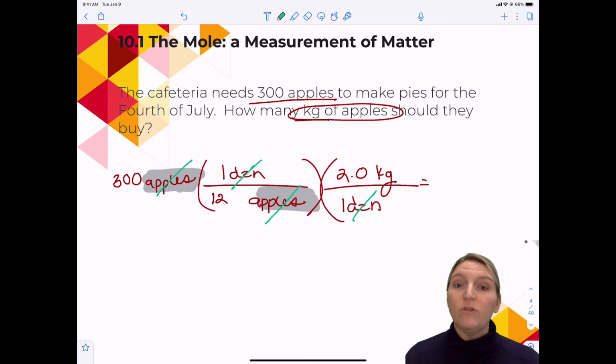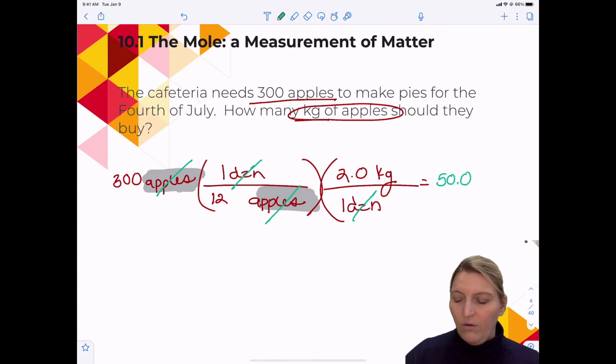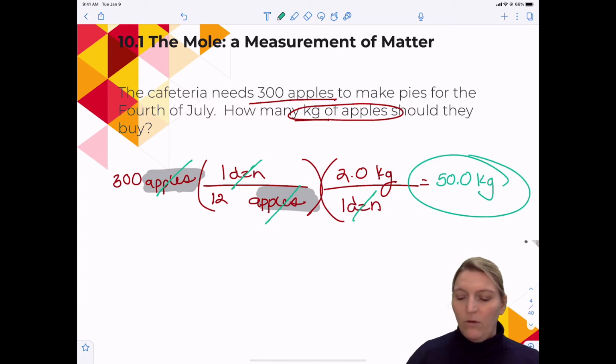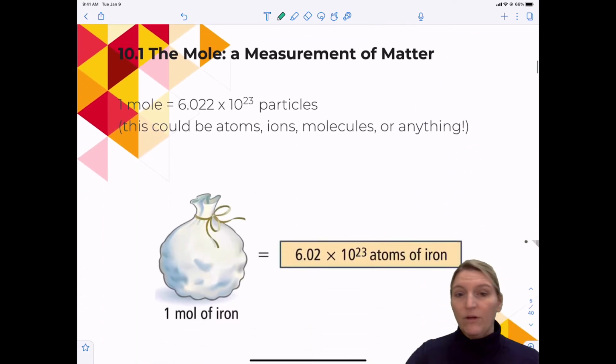So I do these problems twice, once with the units and then once with the numbers. So in my calculator, I'm putting 300 divided by 12 times 2, and that comes out to be 50.0 kilograms. So the cafeteria knows that it needs to order 50 kilograms of apples in order to get enough apples for all the pies. Now, that's just a review of dimensional analysis in general and how we can use mass in order to count. We're going to put those together in more chemistry terms, in terms of the mole.